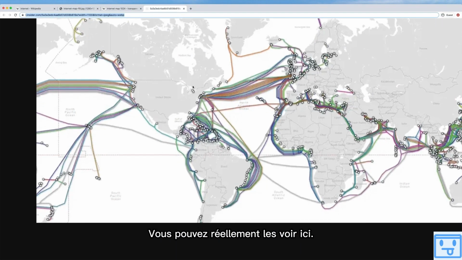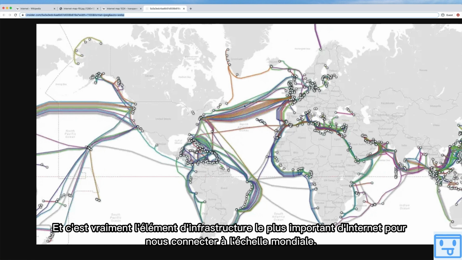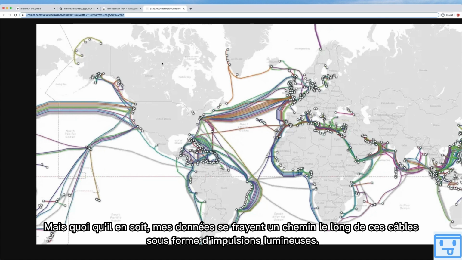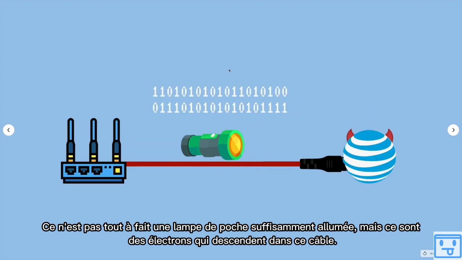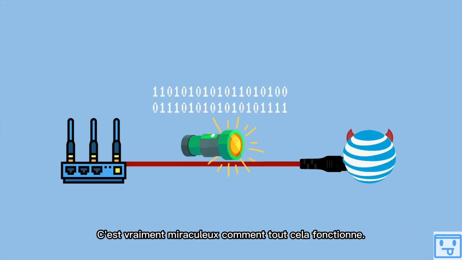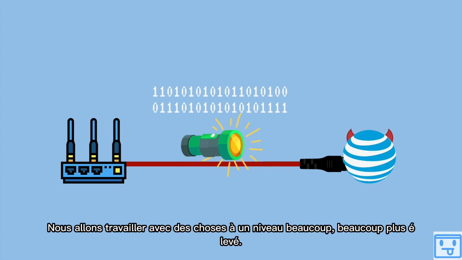You can actually see them here. They're buried underground or in very protective casings deep under the ocean. And that is really the most important piece of infrastructure in the internet to connect us globally. But anyway, my data makes its way along those cables as pulses of light. It's not quite a flashlight being turned on and off, but it's electrons going down this cable. It's really quite miraculous how it all works. Long story short, we don't have to care about it at all. We're going to be working with things at a much, much higher level.